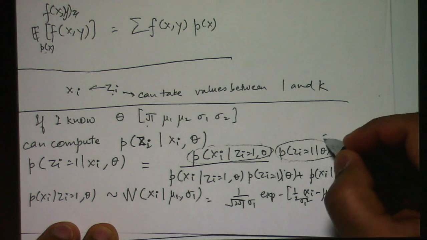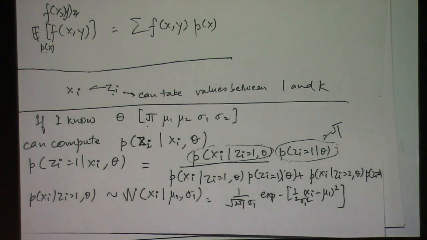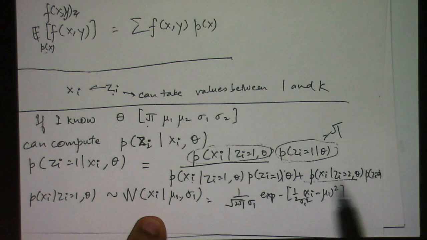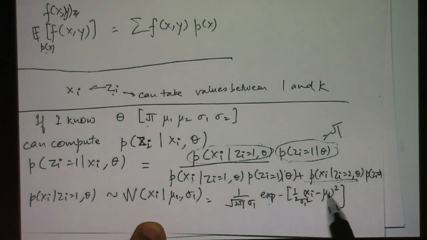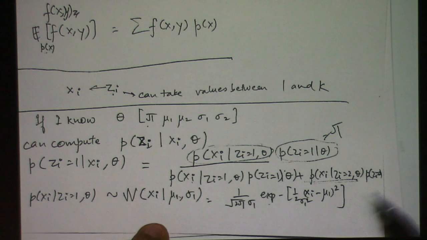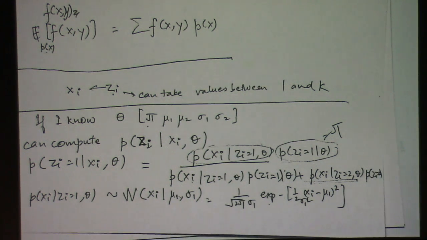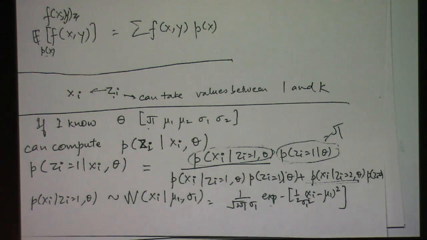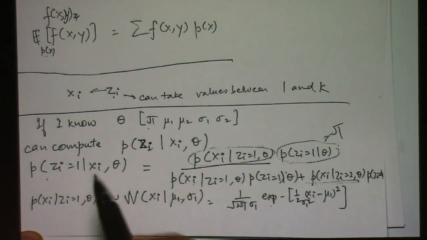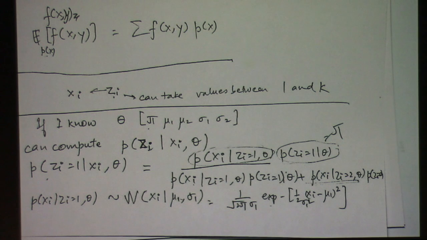And in the same way, of course this part is pi, so this gives us the numerator and the denominator. This part is the same, and the other part is also going to be the same, except that you will use mu2 and sigma 2 to compute p of xi given zi equal to 0 comma theta. So you can replace all of these values and compute the probability of zi to be 1 given xi comma theta, right?